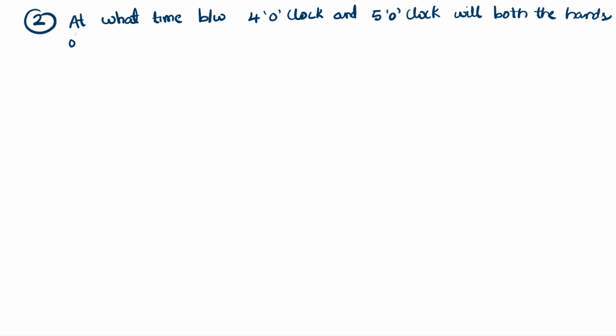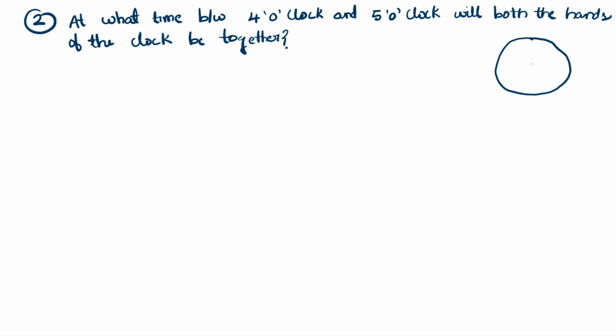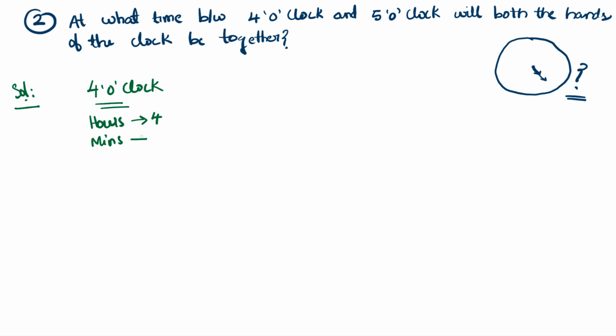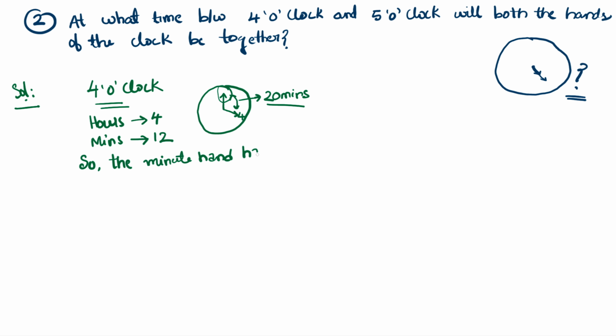The next question that we have says, at what time between 4 o'clock and 5 o'clock will both the hands of the clock be together? Well, to begin with, at 4 o'clock, the hour hand is at 4 and the minute hand is on 12. So basically, the hour hand and the minute hand are 20 minutes apart, which means that to be together, the minute hand has to gain 20 minutes on the hour hand.